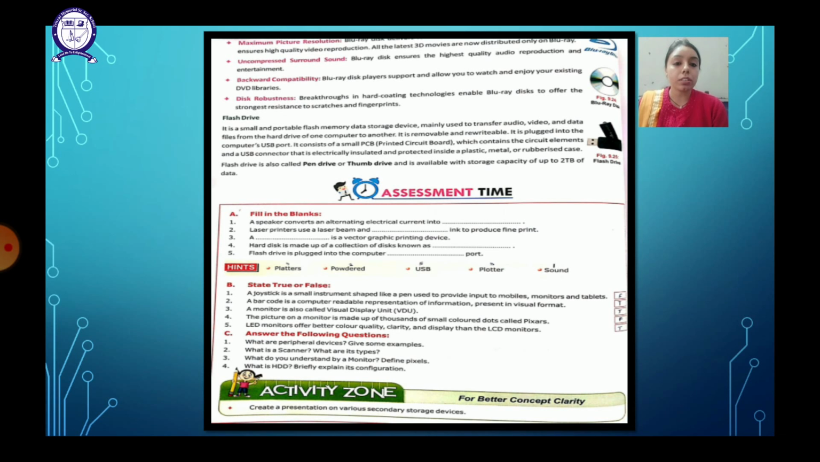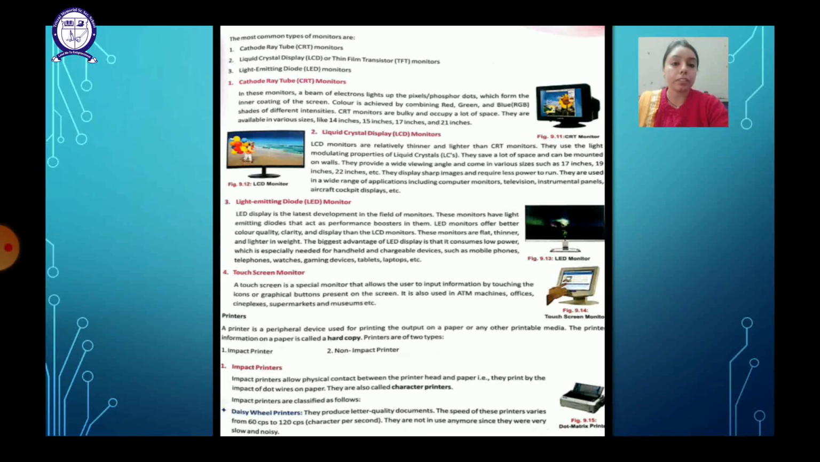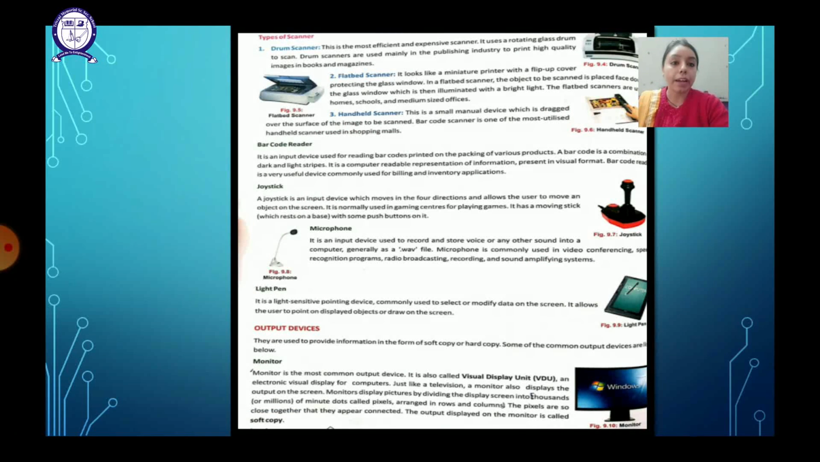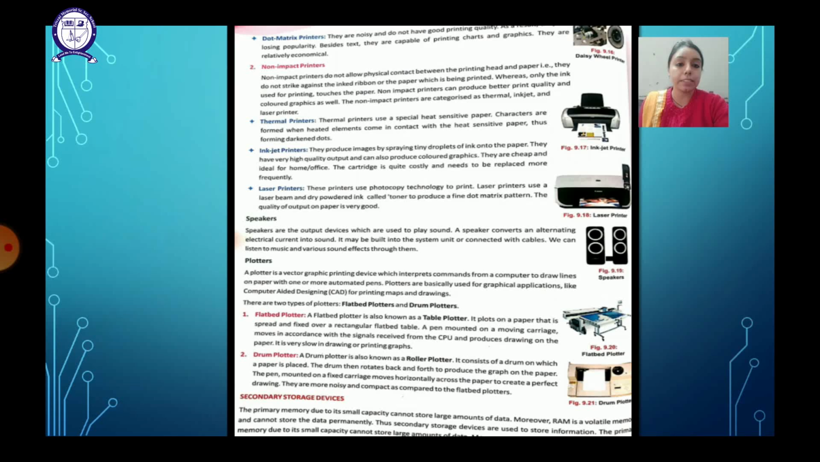Second question is, what is a scanner? What are its types? So scanner is an input device which converts the hard copy into soft copy. You have learnt about the flatbed scanner and the drum scanner. Here it is given, so just write down the answer from here and do it in your notebook. Handheld scanner, flatbed scanner and drum scanner. Explain them in 2 lines each.